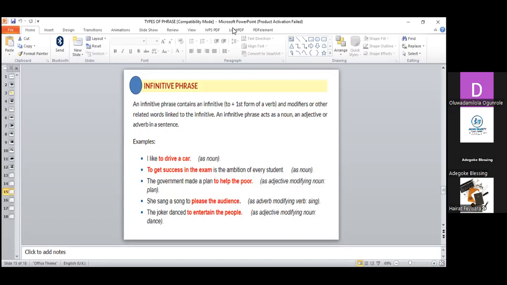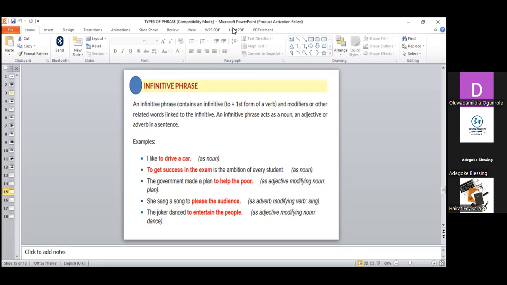The third one is, the government made a plan to help the poor. What type of plan has the government made? The type of plan that we're talking about here is the one that has been organized to help the poor.